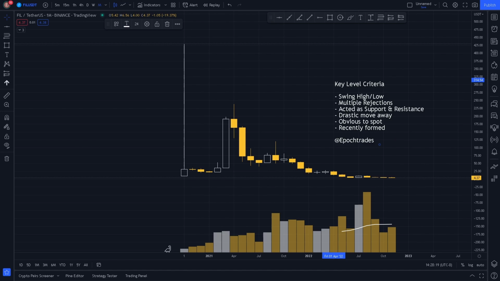Today we're going to be covering key levels on the monthly and weekly time frame for FileCoin. So, as always, our key level criteria: we look for swing highs and swing lows, multiple rejections, acted as support and resistance, drastic moves away, obvious to spot, and recently formed. So, let's go ahead and hop right in.